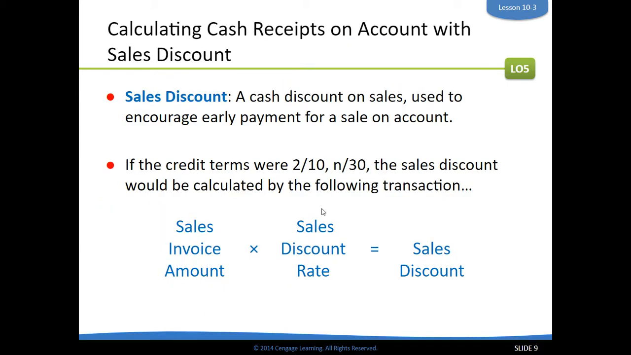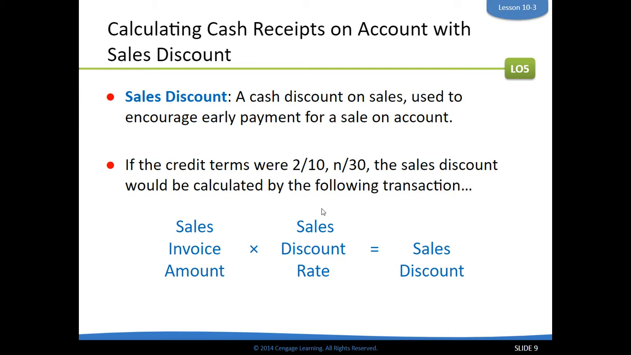Now, sometimes we're going to offer a discount to our customers to encourage early payment for a sale on account. So, just like when we were doing the cash payments journal and we learned about the terms 2/10, net 30, which again means if we pay the invoice before 10 days, then we get a 2% discount. We are now offering that same discount to our customers.